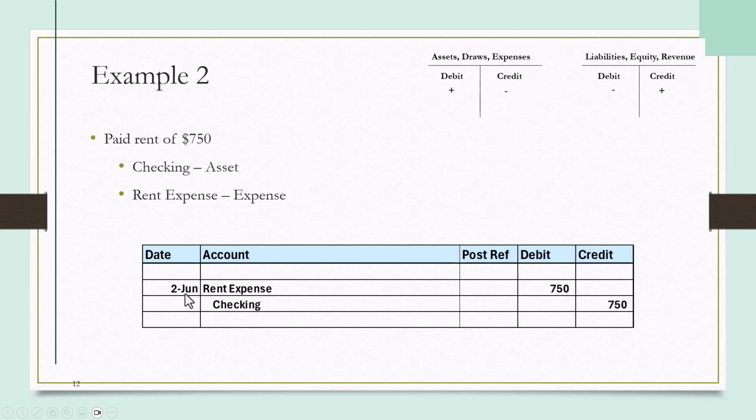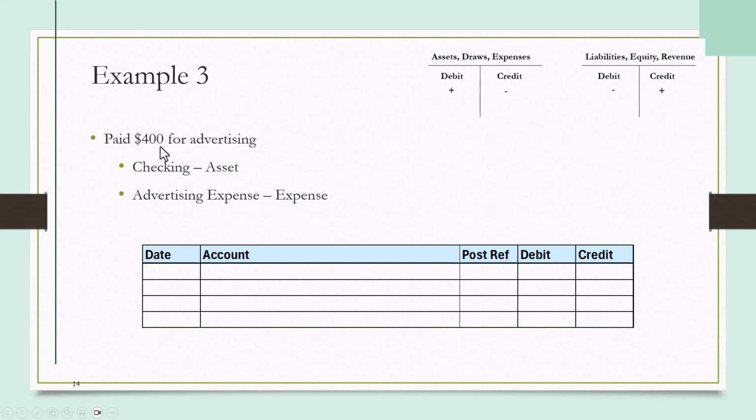Okay, so this is what it might look like. You would have the date, and I just made up these dates as I went. Debit would go first, and then the credit would go underneath with a little bit of space here. And then of course you would make sure you put the $750 in the right column. You would want to line up your debit amount with your debit account name, and same thing with the credit. And then you could put a post reference if you have account numbers, and then the explanation was just paid rent of $750.